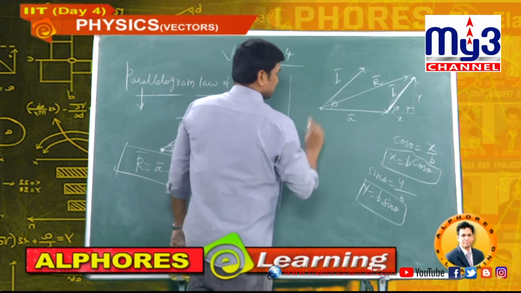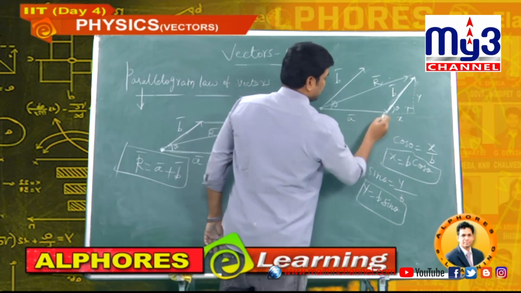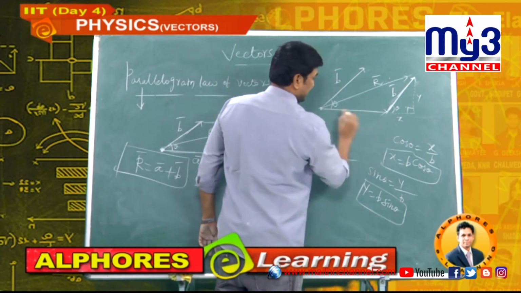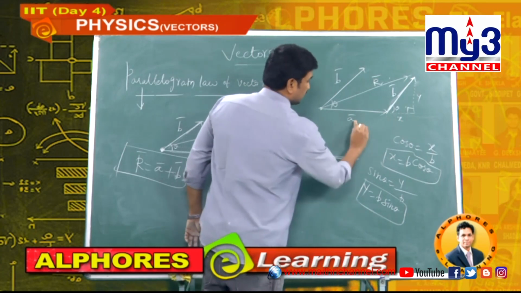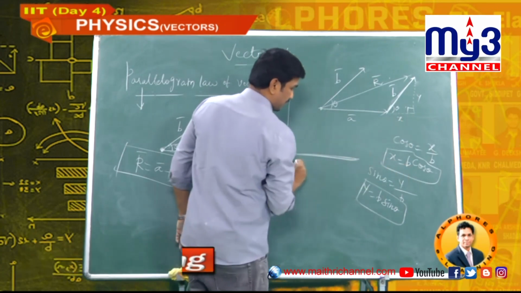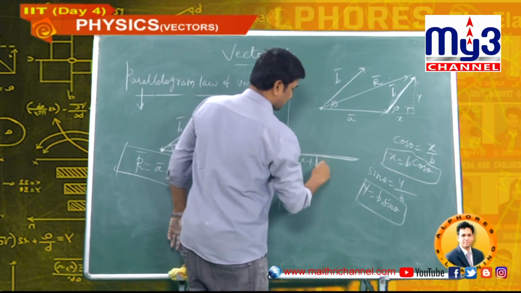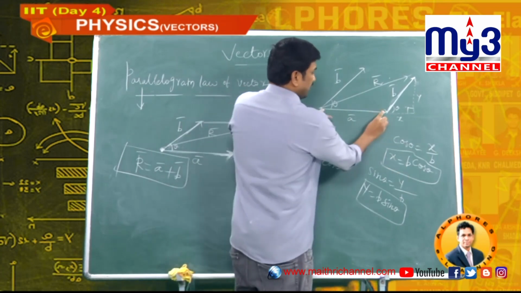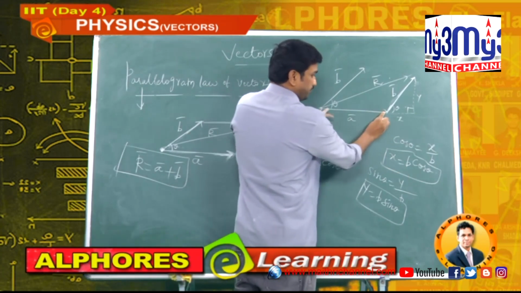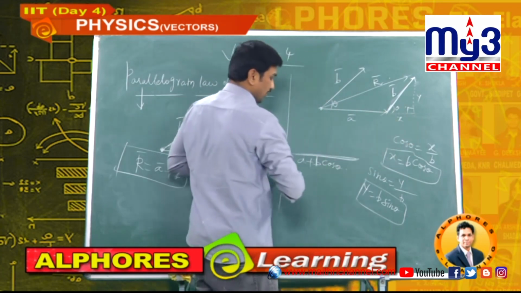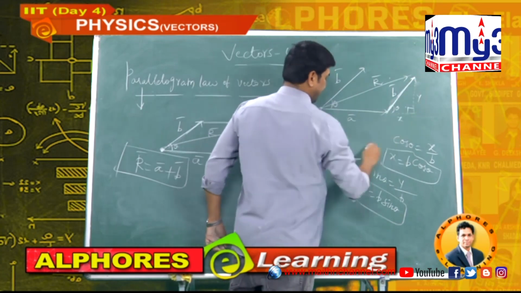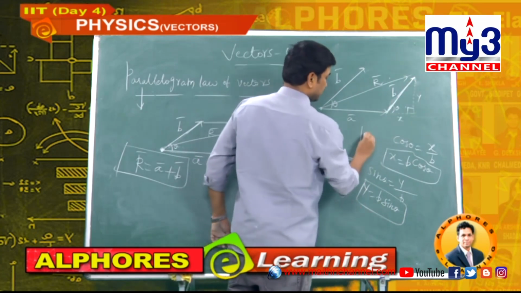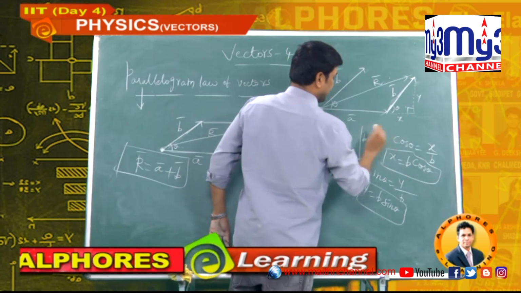Now see, the length A, this is x. What about this? A plus x. What is x? B cos theta. A plus B cos theta. Length of this is A. Length of this is x. What is the total length of the base? A plus B cos theta. What about this? Y. Y is B sin theta.